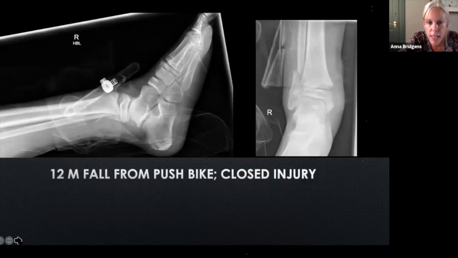So I've got another case for you here. This is a 12-year-old boy who had a fall from a bike, and it's a closed injury. So just have a look at these radiographs. And then I'm going to ask you on the next slide a multiple choice question, one A to E, of the best management option for this fracture. Okay, so I'm going to go on to it now.